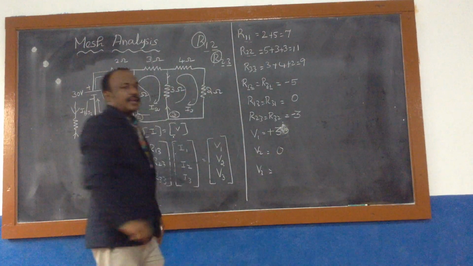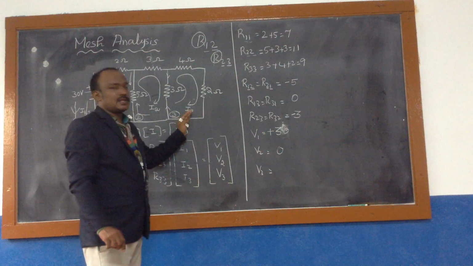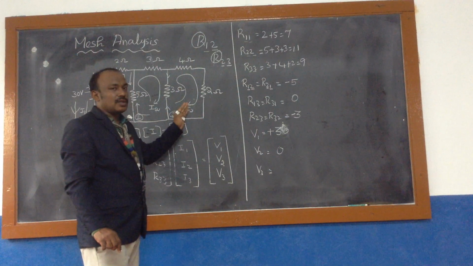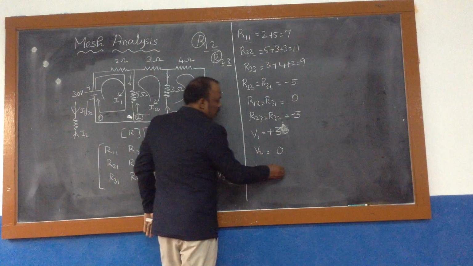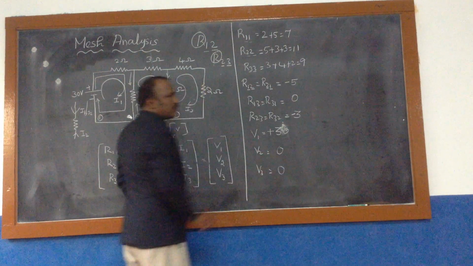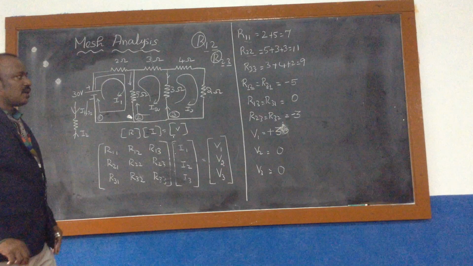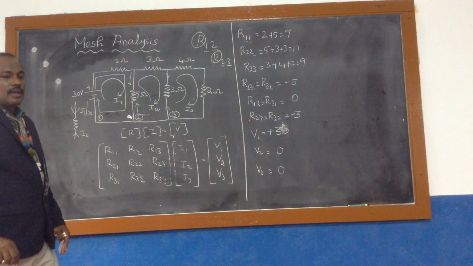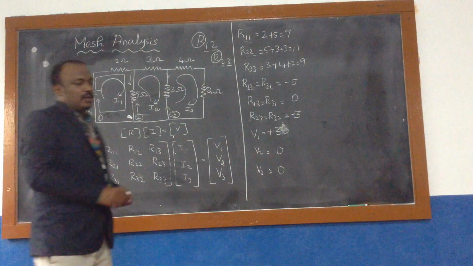We need to put 0. Similarly, same condition. Come to the third loop, students. You can see in the third loop also, similar to the second loop, there are no sources. So the value of the voltage V3 will be equal to 0. Now in this matrix equation we have all, so you substitute all the values.